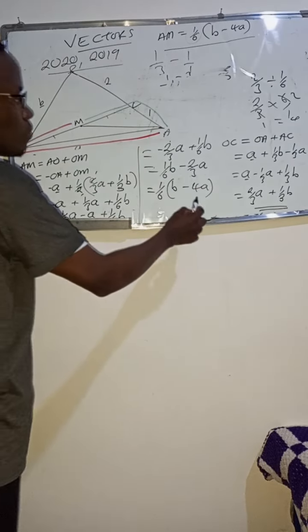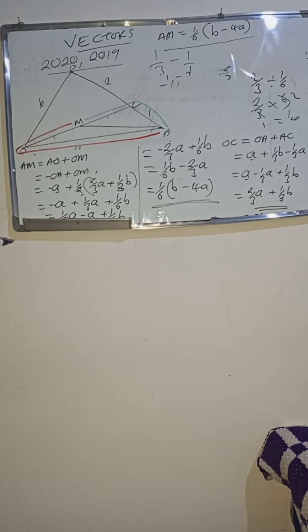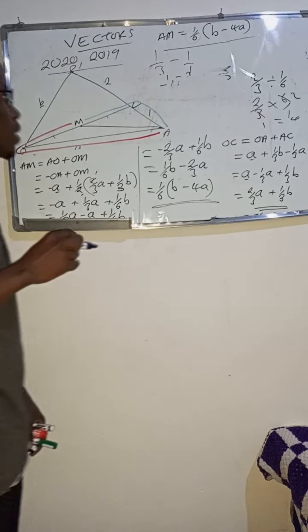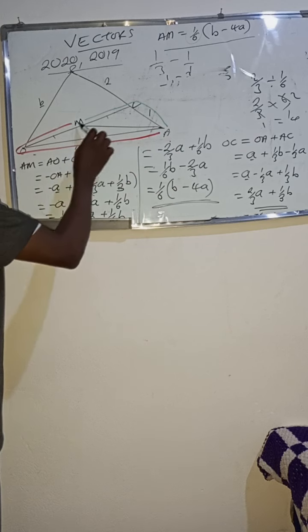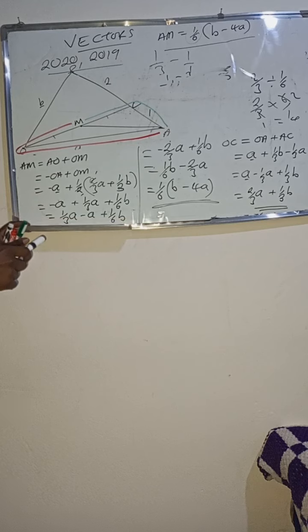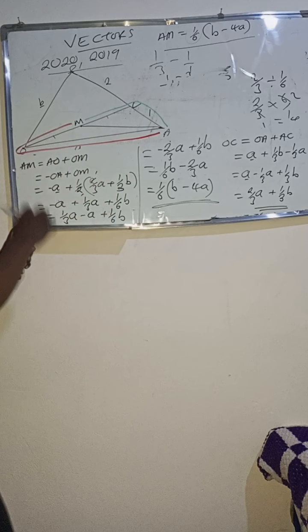So it has given us what we have been told. They told us to show that AM is equal to 1 over 6 multiplied by B minus 4A. Okay? So this is if we use the route AOM. Let's try it the other way around. Have you copied? Have you written? Okay, you can copy that and then we can use the other route.